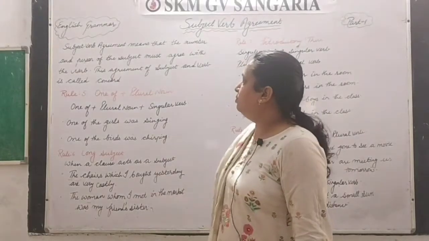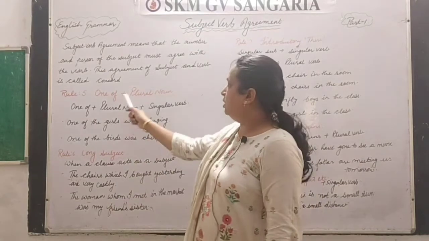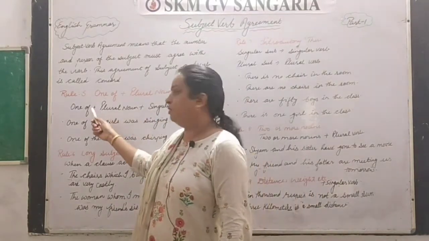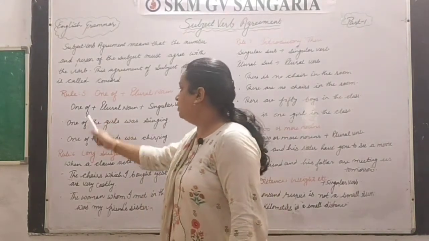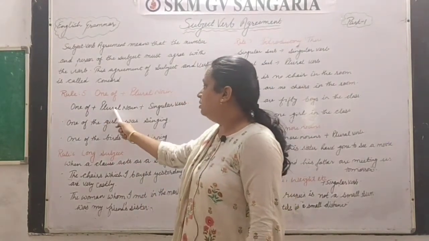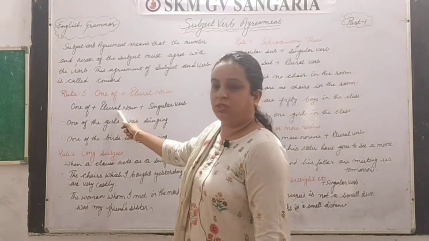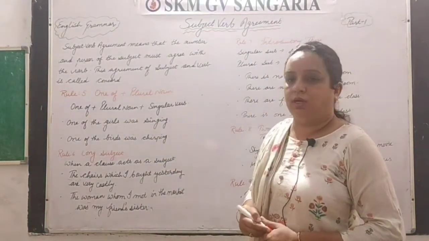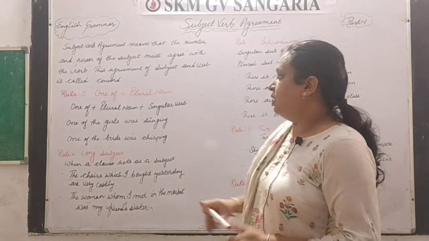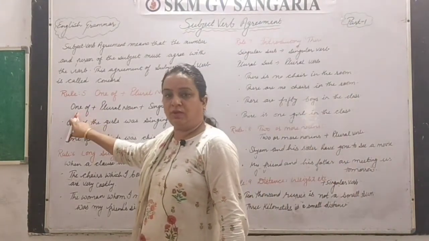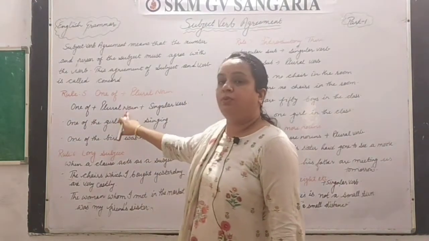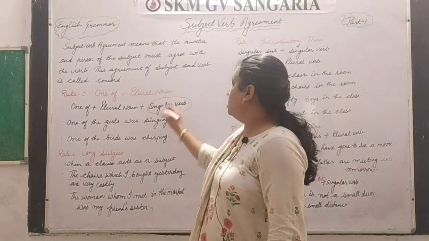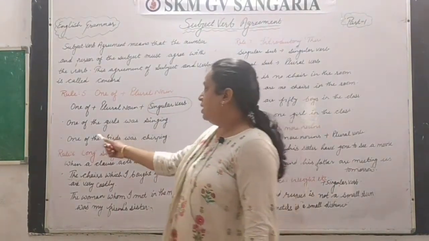Now let's see rule number 5, that is one of plus plural noun. When this group of words one of is given to you, with that plural noun given in your sentence, in that case you have to use a singular verb there. So keep in mind, when there is one of given in the sentence with a plural noun, there you have to use which verb? Singular verb.